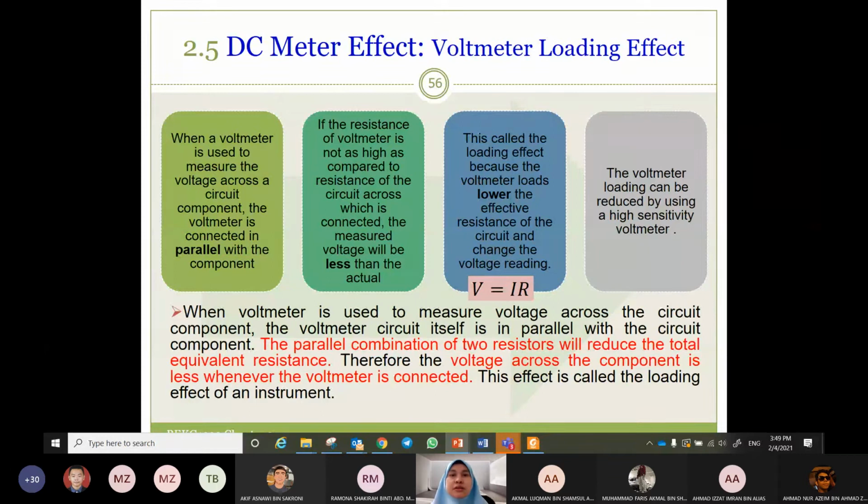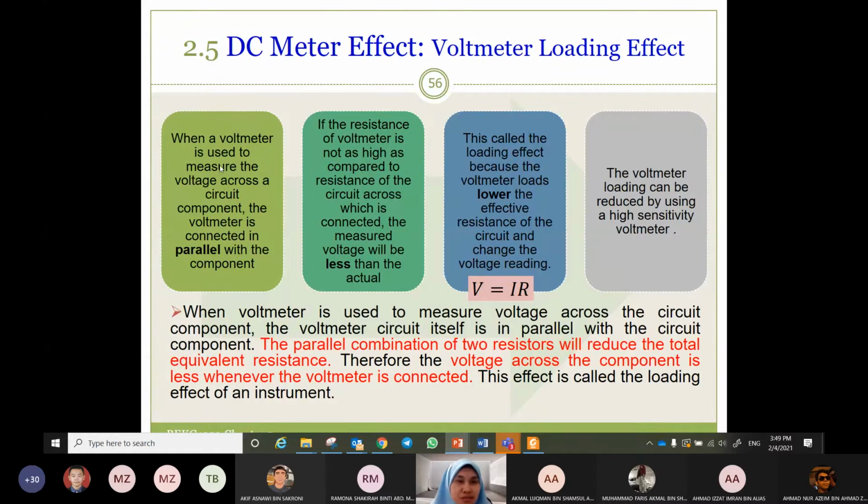Okay, now we go to the next subtopic. It is DC meter effect. For voltmeter, we have the voltmeter loading effect. We also have the ammeter effect. We call it the ammeter insertion effect, or loading effect of the ammeter.